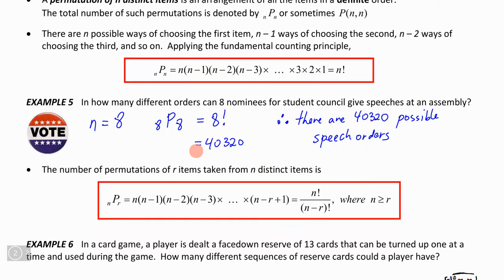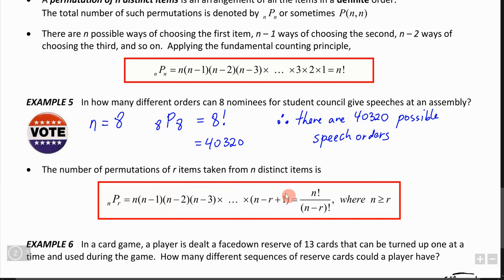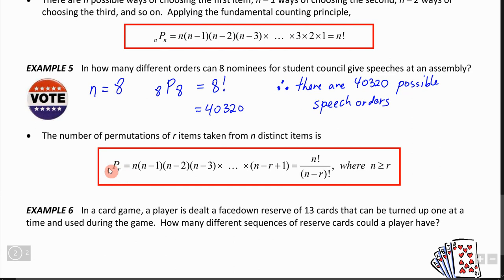The number of permutations of r items taken from n distinct items is a little bit different. Meaning, if the 8 nominees are not arranged in exactly 8 ways, what if n and r, these two numbers, are different? Then it's a slightly different permutation problem. We describe it as n distinct items, but instead of arranging them in n ways, we arrange them in a smaller number of ways, so n has to be bigger than r. The number of items is n, and the number of ways to arrange those items is r.